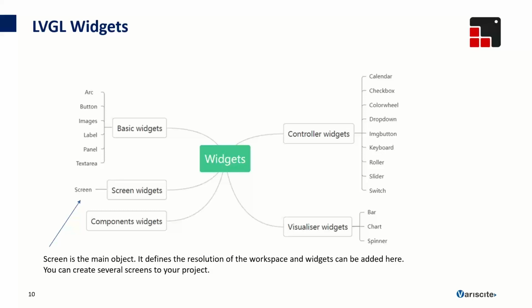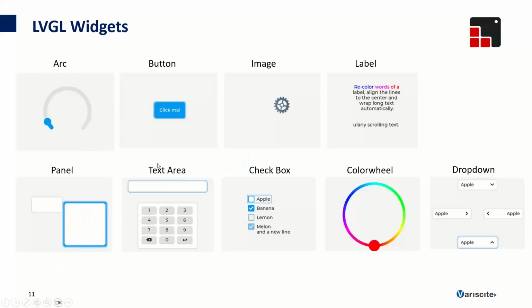There are then control widgets like the calendar, the checkbox, the color wheel, and so on. And also the visualizer widgets like bar charts and spinner. Then the user can implement his own component widgets according to his needs. Let's see some samples. For example, here we can see the arc, the button, the images. These are pre-built widgets, so you can use them out of the box. You don't need to create them.